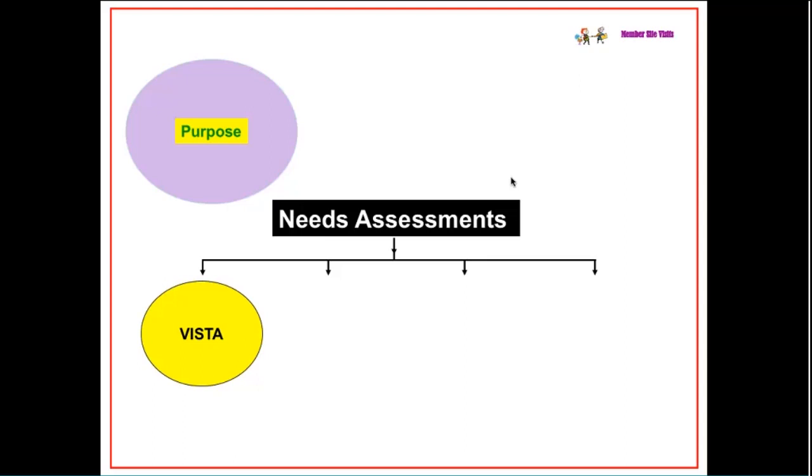So who do we do these needs assessments with? Looking at those earlier four questions, it tells us who these parties are. Because our first question was asking ourselves, what are the benefits for my VISTA member? So I need to do a needs assessment with my VISTA. Then second, I need to do a needs assessment with the VISTA supervisor.